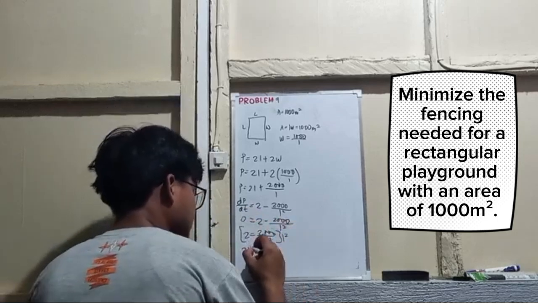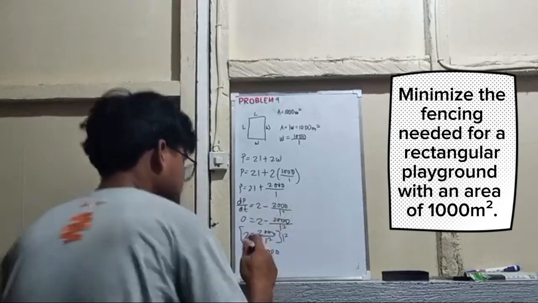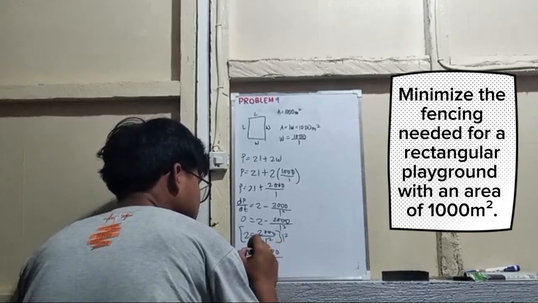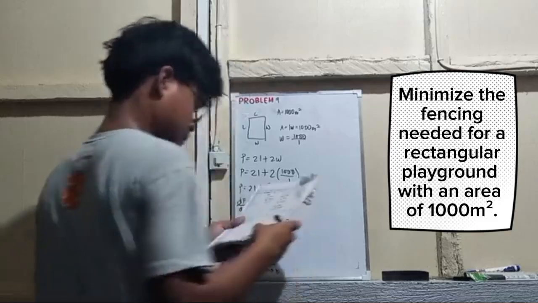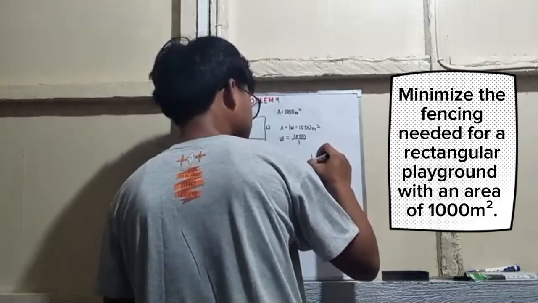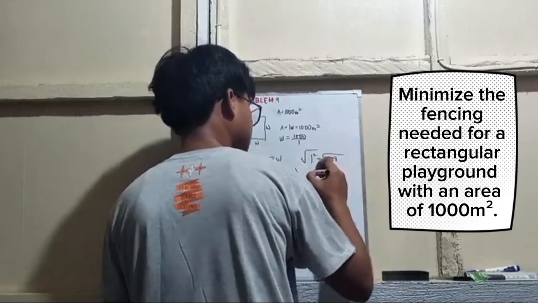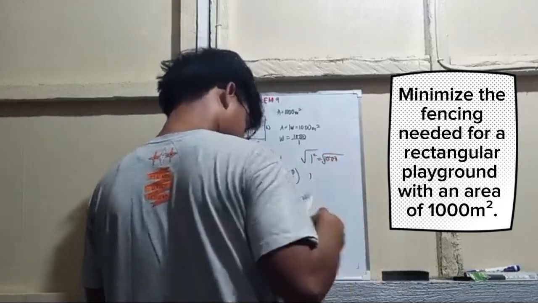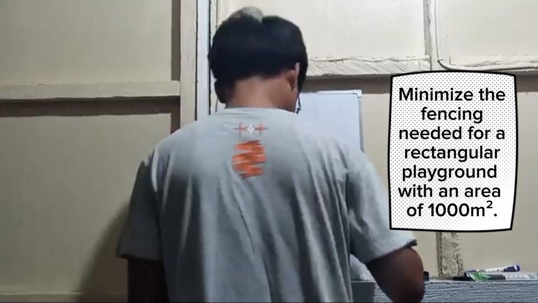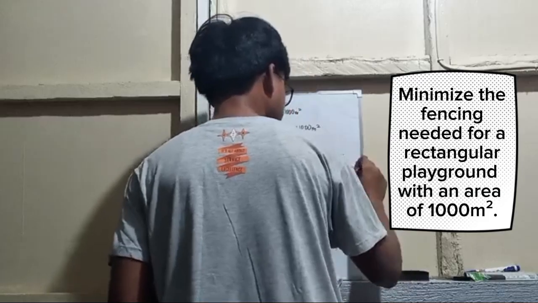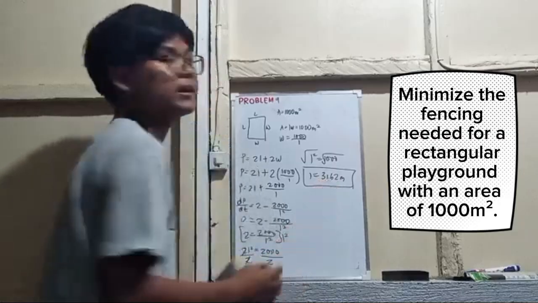So we will get 2L squared is equal to 2,000. Then divide both sides by 2. So cancel. L squared is equal to 1,000. Then square root both sides. L squared is equal to 1,000. Square root of L, we will get the value of 31.62 meter. So the final answer is L is equal to 31.62 meter.